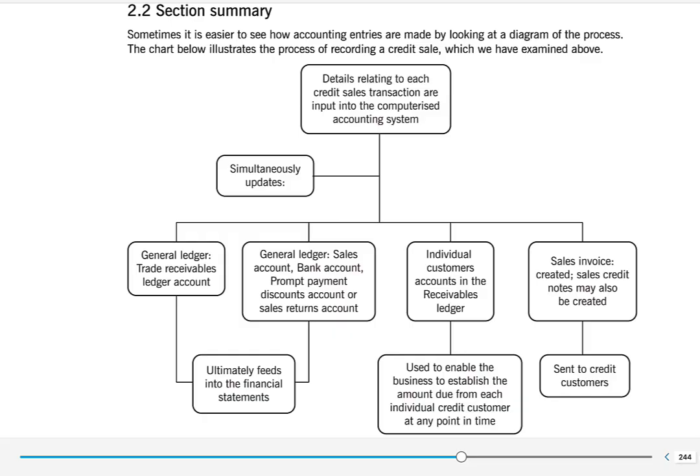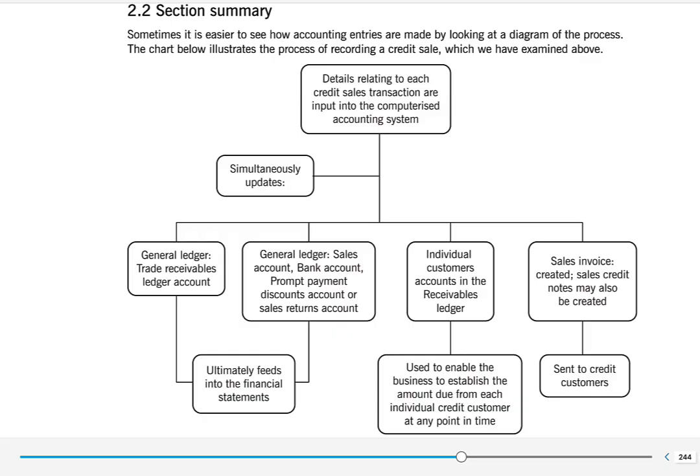Box 4. Sales invoice created, and also credit notes may be created. This box is describing the document output. In many systems, you do not write an invoice first and then type it in. Instead, you enter the transaction in the system, and the system produces the sales invoice document. If goods are returned later, the system can also produce the credit note.